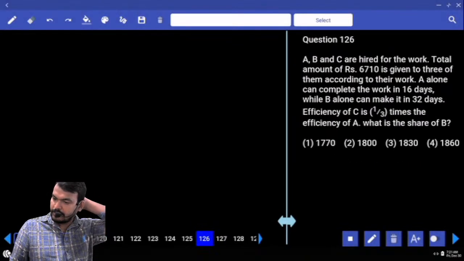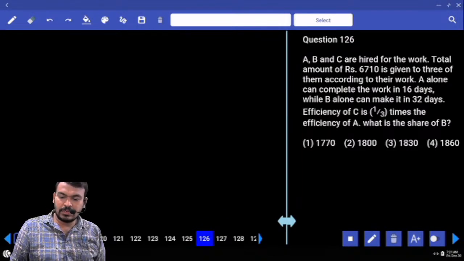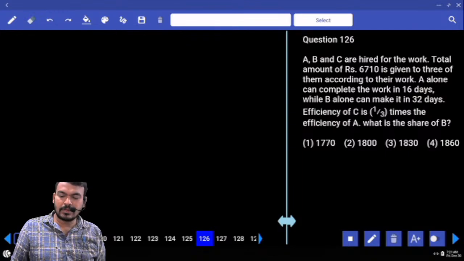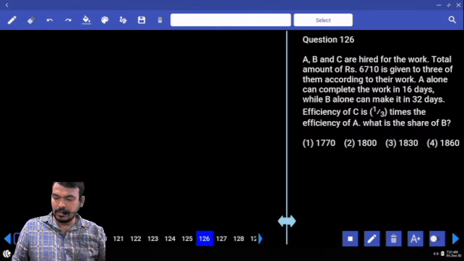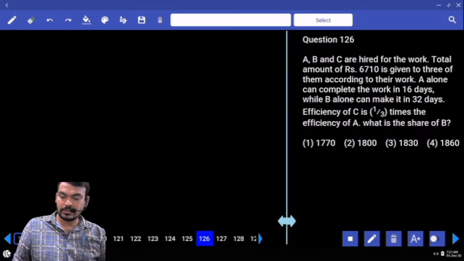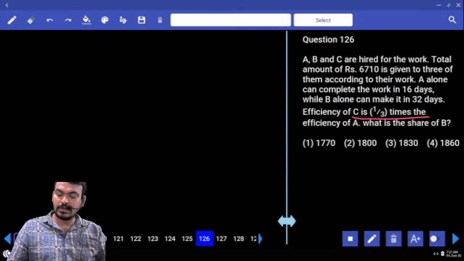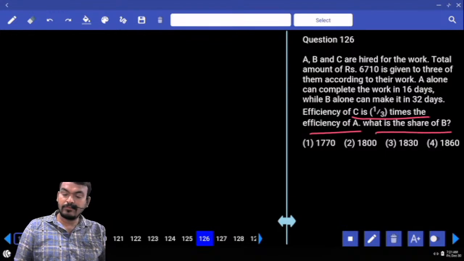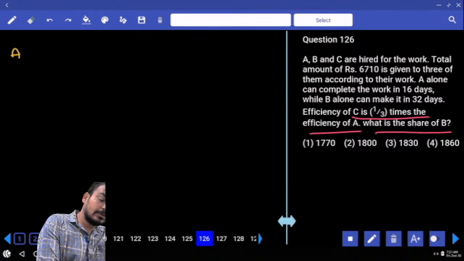A, B, C are hired for the work. The total amount of 6710 is given to the three of them according to their work. A alone can complete the work in 16 days. B alone can do it in 32 days. The efficiency of C is one third of the efficiency of A. What is the share of B? Here, how many persons? 3 persons: A, B, C.